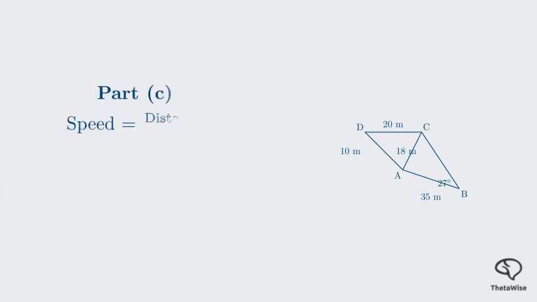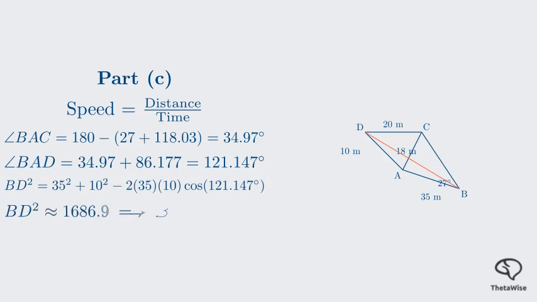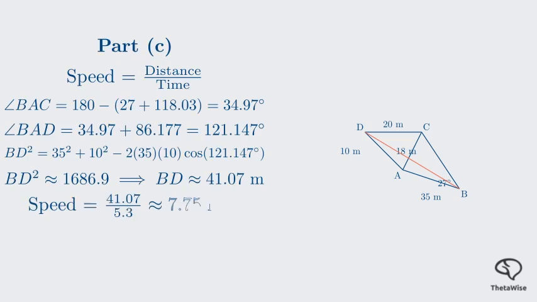Finally, part C asks for the average speed of a player running from B to D. Speed is distance over time. We have the time, 5.3 seconds, so we need the distance BD. Angle BAD is the sum of angles BAC and CAD. We first calculate angle BAC to be 34.97 degrees. Then, BAD is 121.147 degrees. Now use the cosine rule in triangle ABD to find distance BD squared. This works out to 1686.9, so BD is the square root, which is 41.07 meters. Dividing distance by time, we get the average speed as 7.75 meters per second.